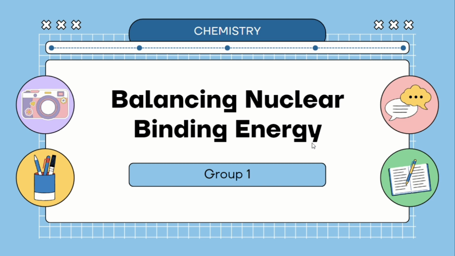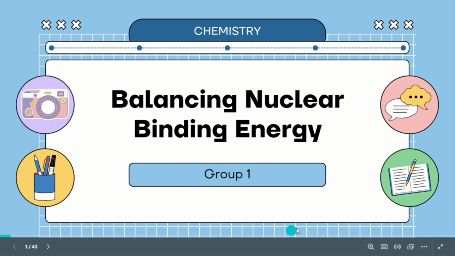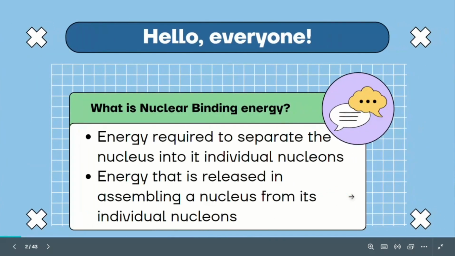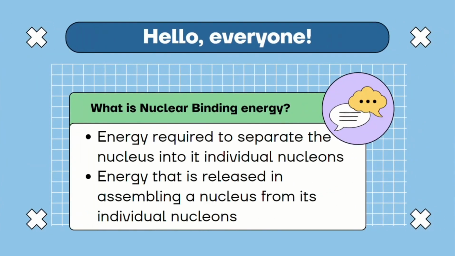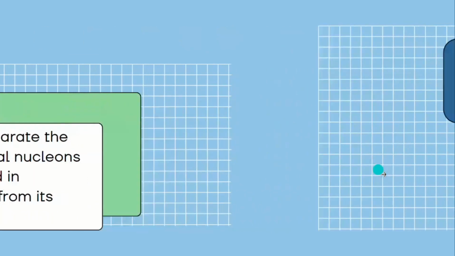But before that, what is nuclear binding energy? Nuclear binding energy is the energy required to separate the nucleus into its individual nucleons. It is the energy that is released in assembling a nucleus from its individual nucleons.